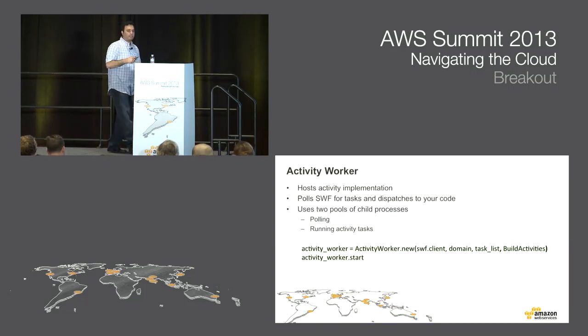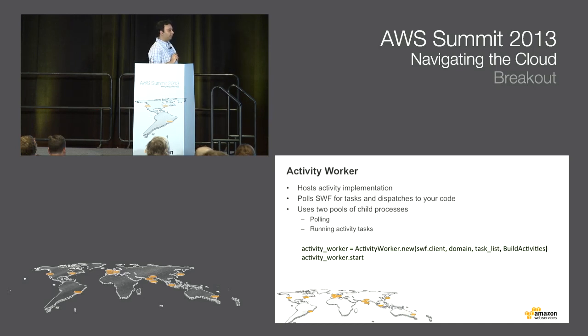So the last couple of pieces we need to implement. We need to implement the activity worker. The activity worker is the process that's going to poll simple workflow, ask for tasks, and then it's going to dispatch it to your activity method that you implemented. In the Flow framework, the activity worker utilizes 2 separate pools of processes. So it has a pool of processes that actually does the polling, and then it has a larger pool of processes that actually perform those tasks. So you can have a large set of tasks going on in parallel in each activity worker.